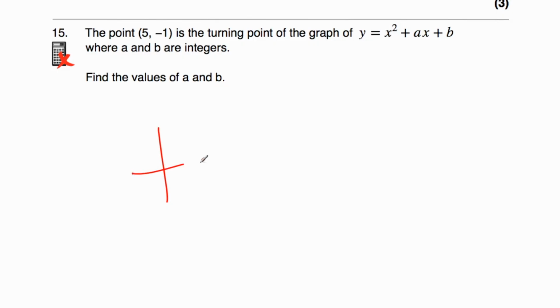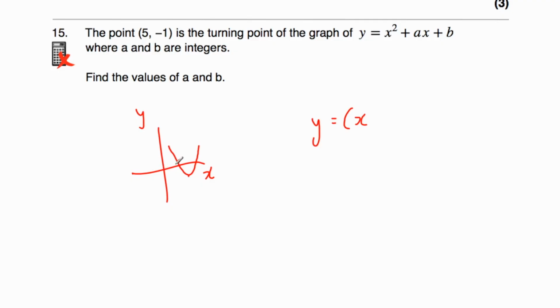So again, let's sketch our axes, x-axis and y-axis. We know the turning point is 5, negative 1, so the turning point's here somewhere. It's going to be a parabola that looks something like this, and we need to find the values of a and b. If we consider our y equals x squared parabola, it's been translated 5 squares to the right and 1 square down. So we're going to do y equals, and then we've got x.